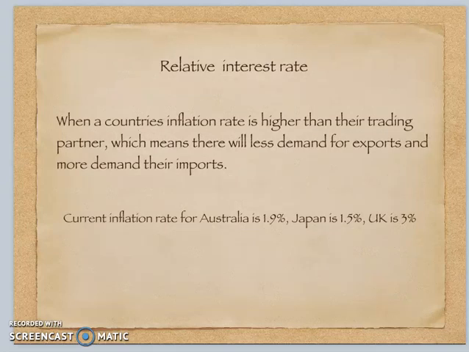When a country's inflation rate is higher than the trending pattern, there will be less demand for exports and more demand for imports. The current inflation rate for Australia is 1.9%, Japan is 1.5%, and the UK is 3%.